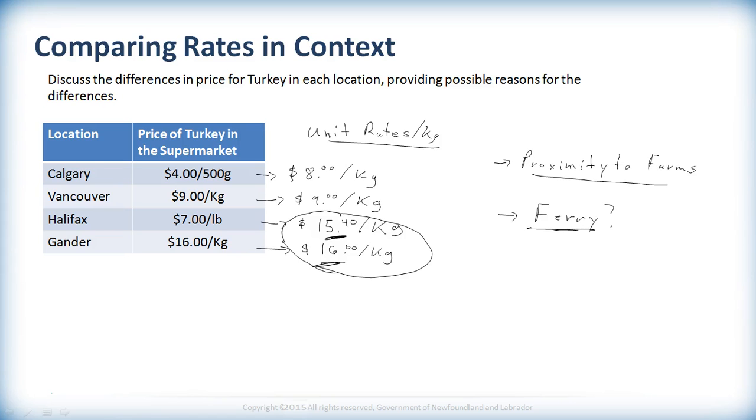Why is it $1 more in Vancouver than it is in Calgary? Well, that could be about proximity, but it could also be about how many places are there in Vancouver versus Calgary that are selling turkeys. So competition. If there's less competition in the marketplace, then folks are going to tend to want to jack the prices up because they know they can get away with it because, yeah, everybody needs turkeys, right? Yeah. All right. So lots of different factors that can affect unit prices. Lots of things that we've seen.